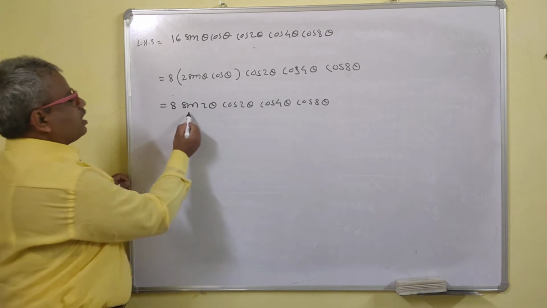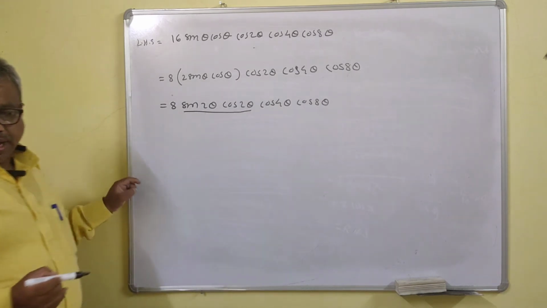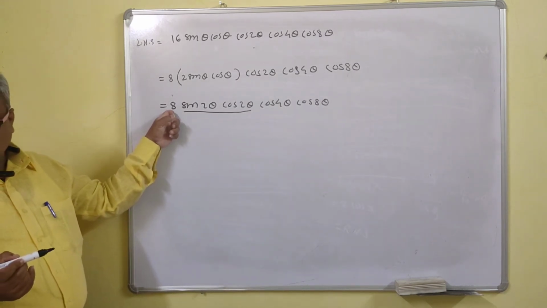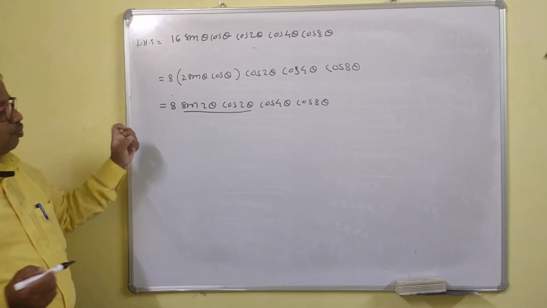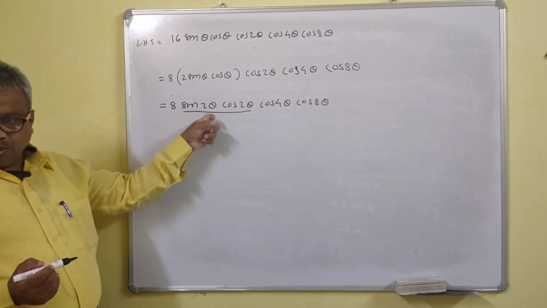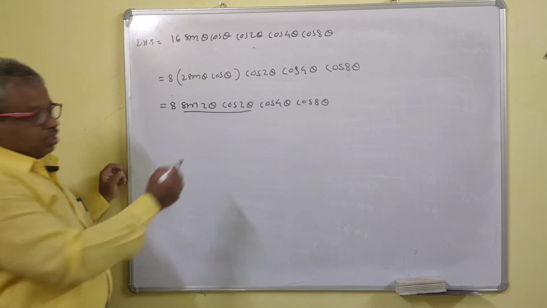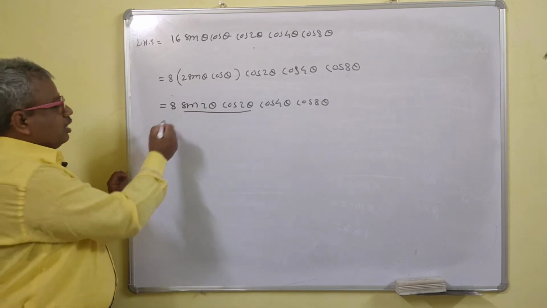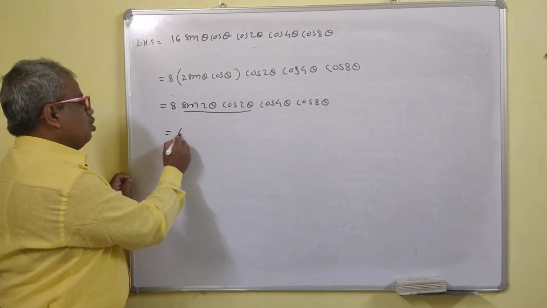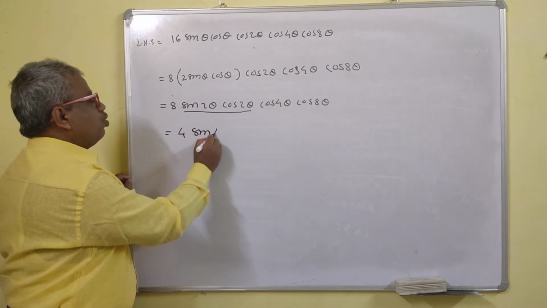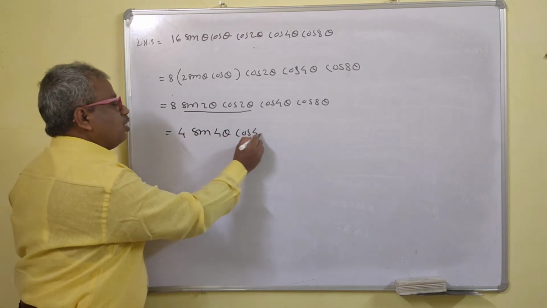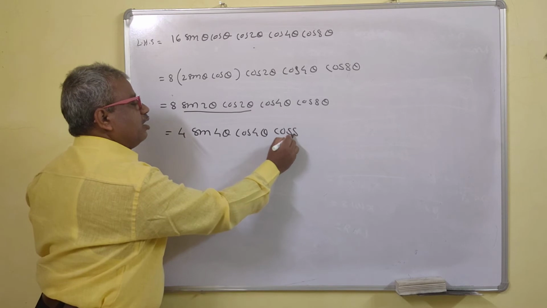Now see, these angles are same. So I will split this 8 as 4 into 2. I directly write this formula. This is what then? Sin 4 theta now. Angle will be double now. This will be what then? Sin 4 theta, and just divide by this half, so 4 sin 4 theta cos 4 theta cos 8 theta.